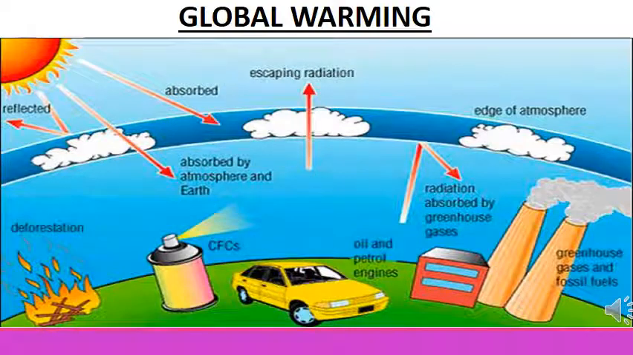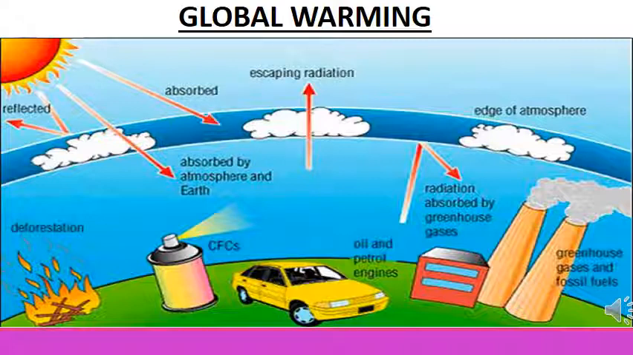Dear students, we need to remember that not only deforestation and the burning of wood, but also the combustion of fossil fuel emits greenhouse gases. Also, when oil and petrol engines are used in automobiles, and with the use of chlorofluorocarbons, these all produce greenhouse gases. These greenhouse gases make a layer around the atmosphere of the earth, and they do not allow some of the sun rays to enter inside the earth.